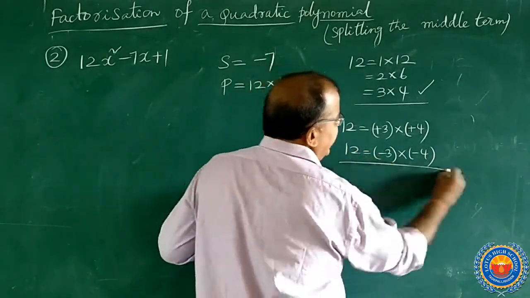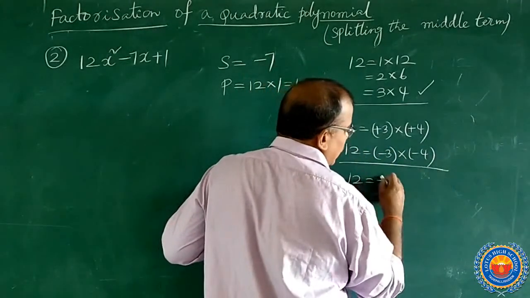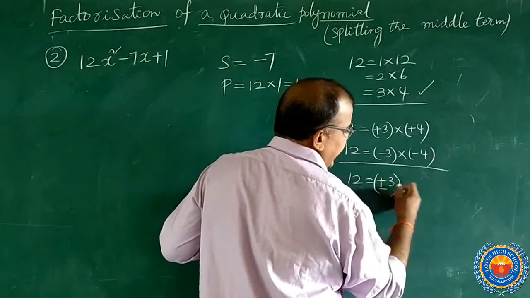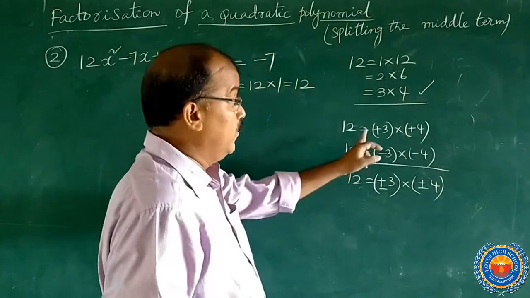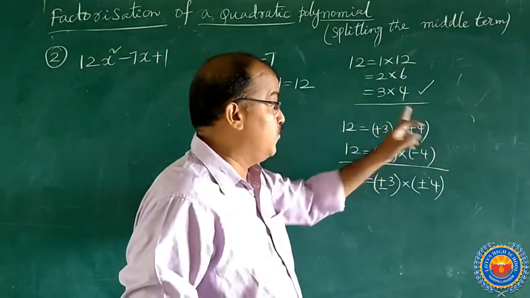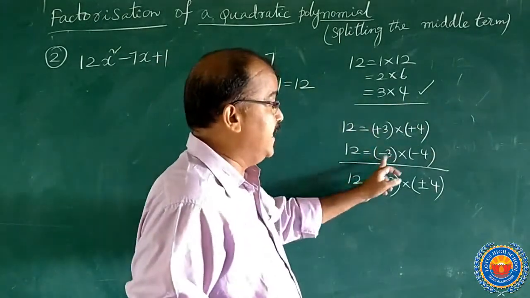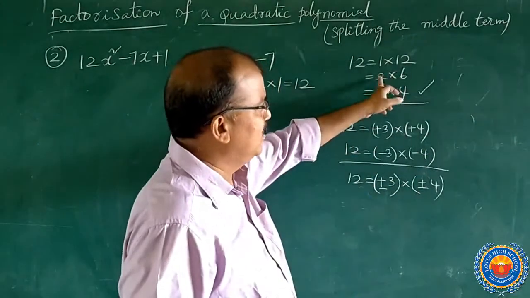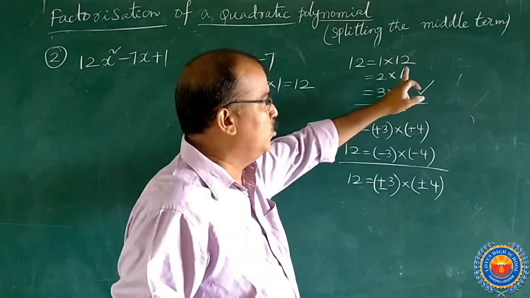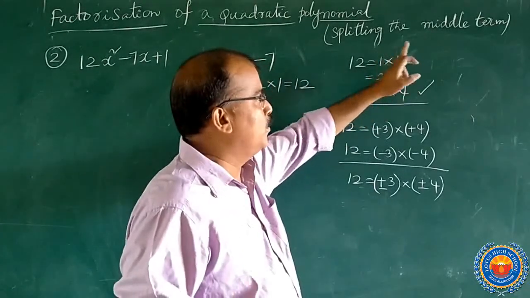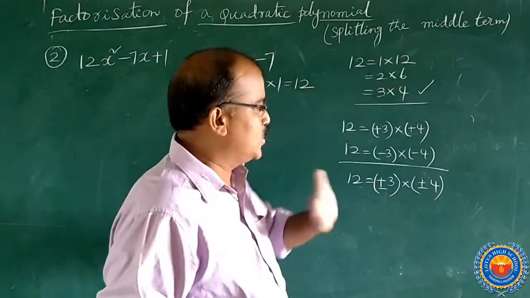Even that's why finally we can write 12 is equal to plus or minus 3 into plus or minus 4. That's why 12 is nothing but plus 3 into plus 4. 12 is nothing but minus 3 into minus 4. Even this 2 into 6 also: plus 2 into plus 6, minus 2 into minus 6. Plus 1 into plus 1, minus 1 into minus 1.